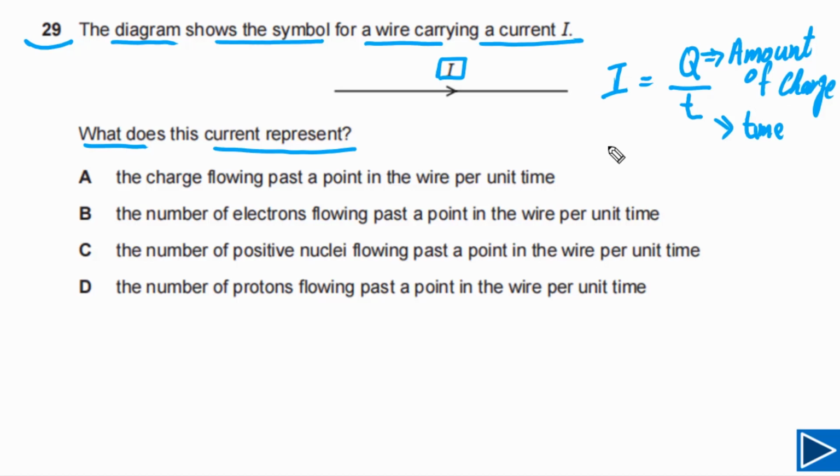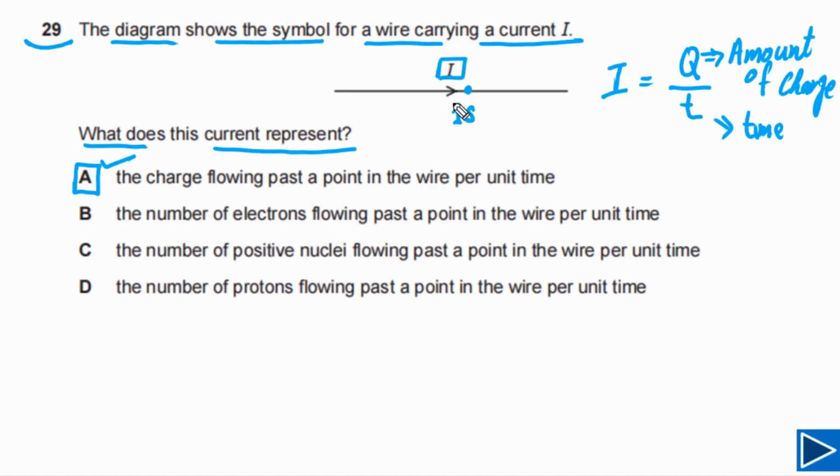Now if we have understanding of this one, simply you can see A is the right answer. The charge flowing past a point in the wire per unit time. For example, if you look at this point for 1 second, time is equal to 1 second. So the amount of charge passing through this certain point on this wire, if we divide that by time, we can find out value of current. So answer A is correct.